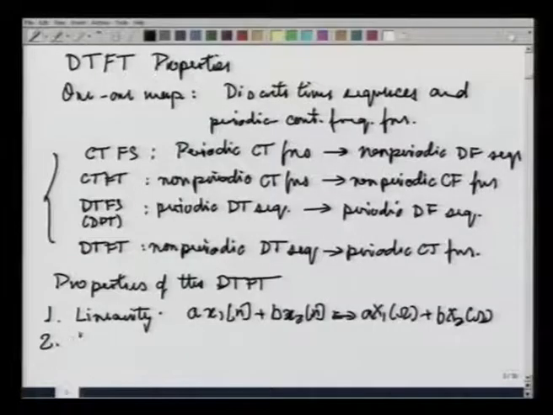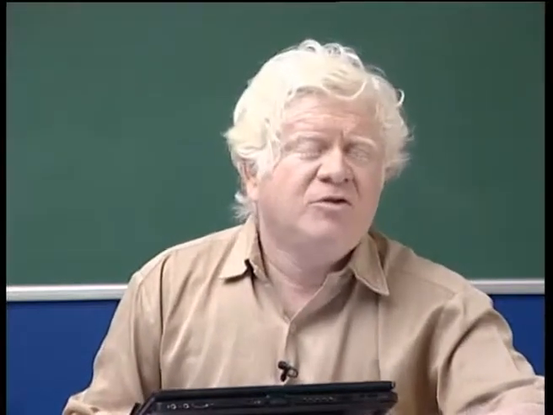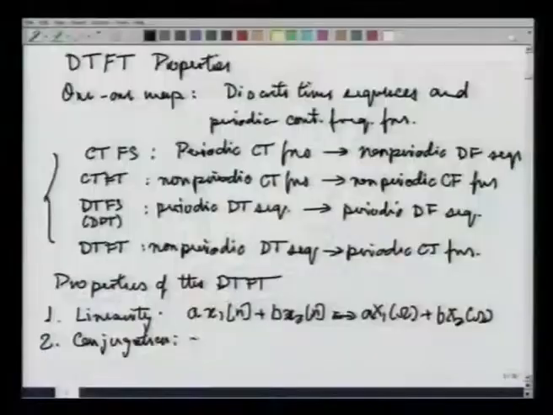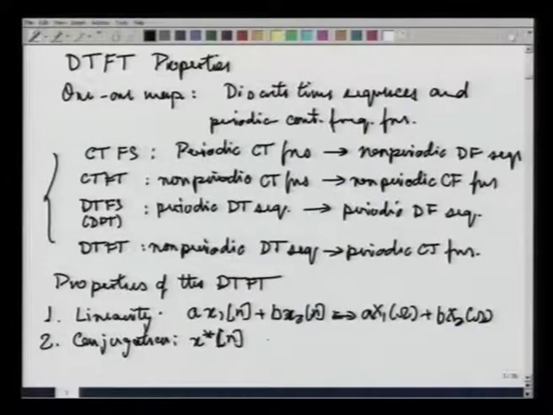Next, conjugation. I am going to skip the proofs now, because whatever I do not prove is not proved only because it is extremely straightforward and can be drawn analogically. The proof can be evolved analogically with the corresponding proofs for the continuous time case. Conjugation: x star of n transforms to X star of minus omega.